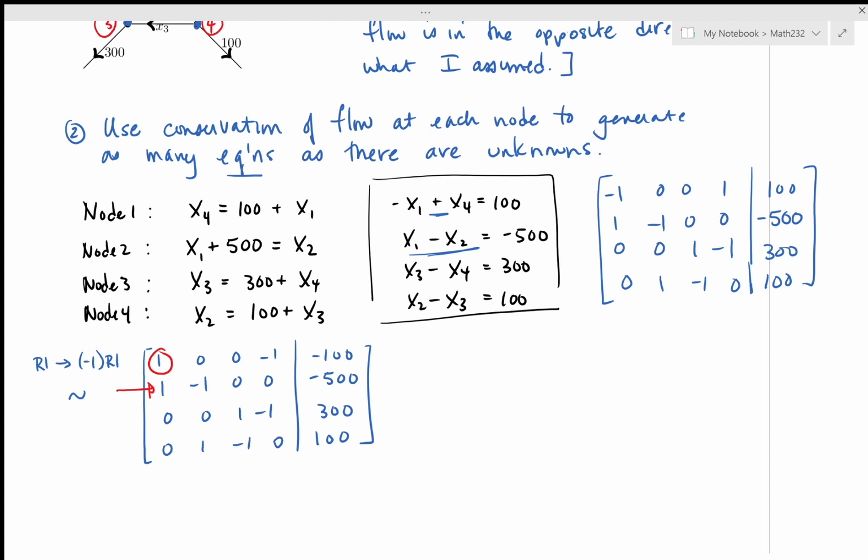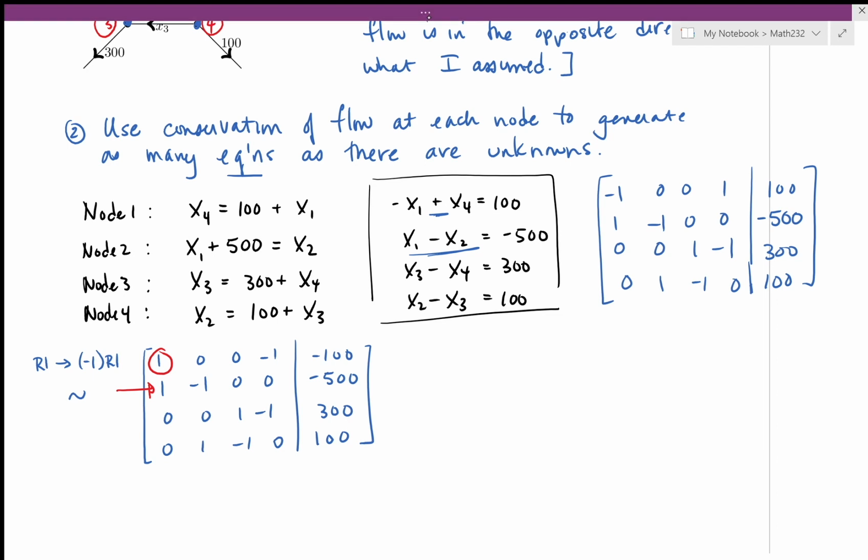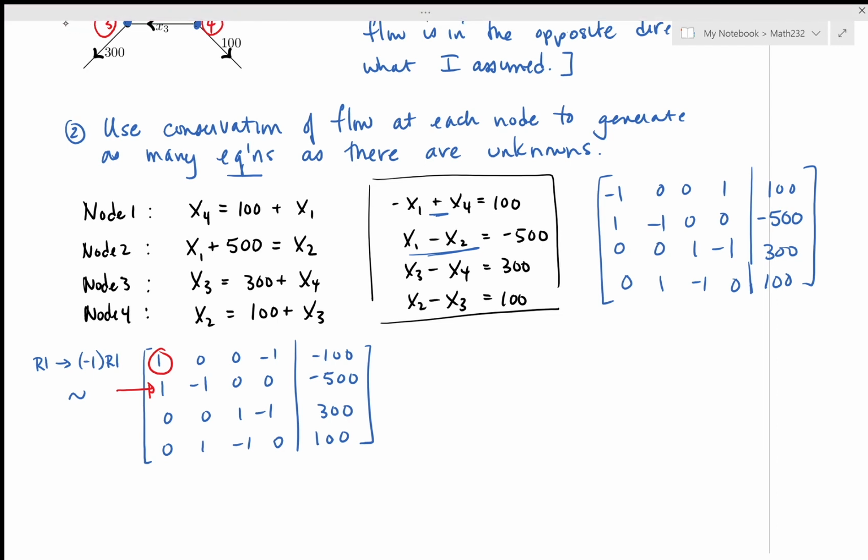I will take row 2 and I will subtract from it row 1. So I will indicate what I am doing. Row 2 is going to change, and I'm going to change it in this manner. Row 2 becomes row 2 minus row 1. Rows 1, 3, and 4 are not going to change during this operation. And I'm going to get another augmented matrix here. It's going to look like this.